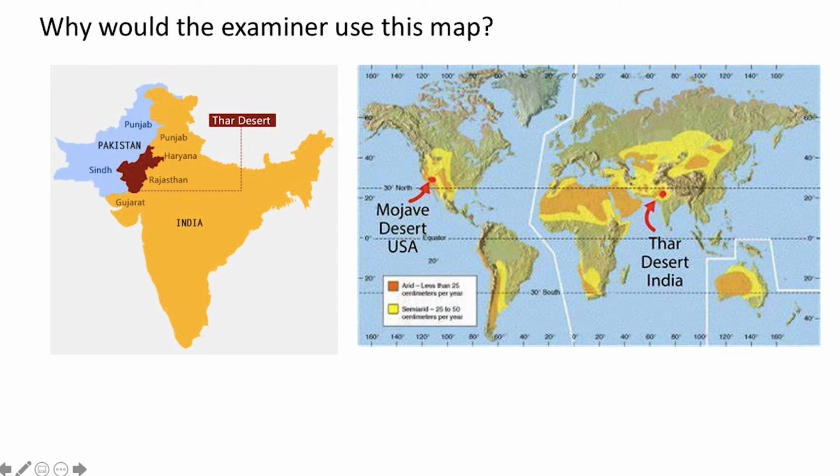So the question here is likely to be, describe the location of the Thar Desert. So we might write something along the lines of, the Thar Desert is located just shy of 30 degrees north of the equator. It is located in northwest parts of India.